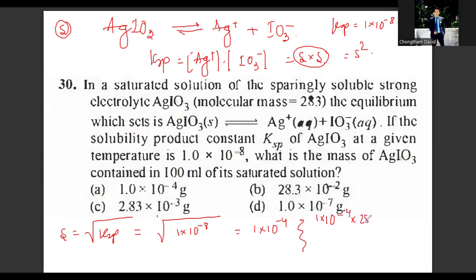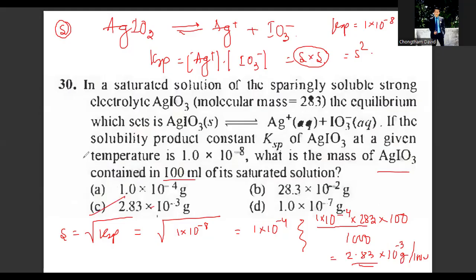Now the resultant in terms of gram per ml would be 1 × 10 to the power minus 4 times 283, the molecular mass of silver iodide, and in terms of gram per ml, you need to convert this. Question is giving you 100 ml, so 1000 divided, approximately 2.83 × 10 to the power minus 3 gram per 100 ml. This is the answer for question number 30. Answer would be option C.